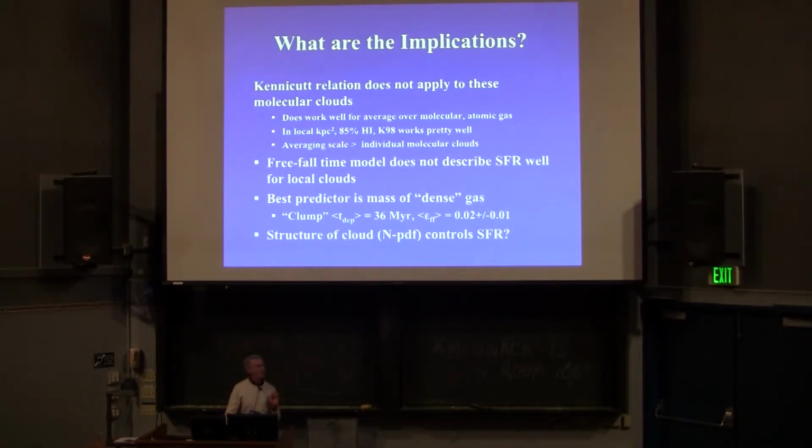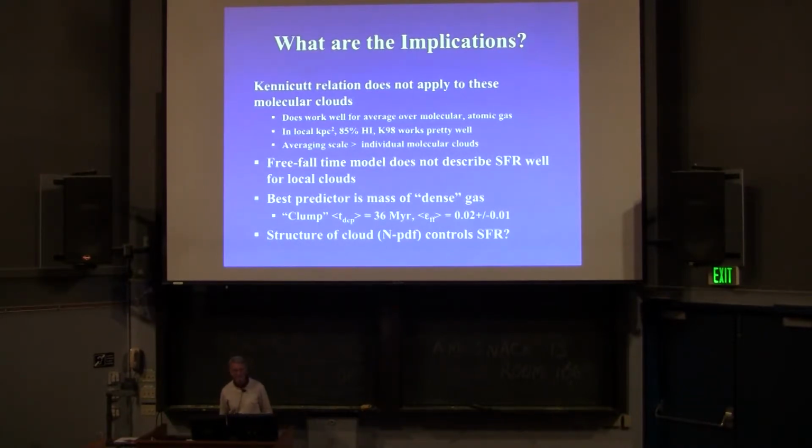Neal, is that 0.02 using the old time scale for the lifetimes of YSOs or using the new one? These all use the 2 million years for the Class II. Okay. So these could all come down by factors of 2 if YSO ages are wrong by a factor of 2. Yeah. Good, I'm glad you pointed that out because that's an ongoing issue. But it looks like the structure of the cloud, for example, the column density PDF, is maybe what controls the star formation rate. So that suggests that simulations of these cloud structures are going to be important for understanding the star formation rate.